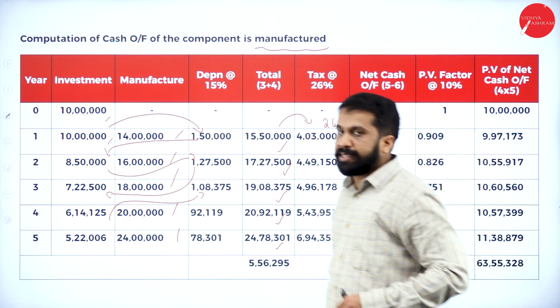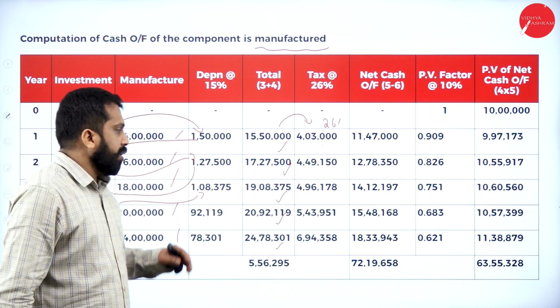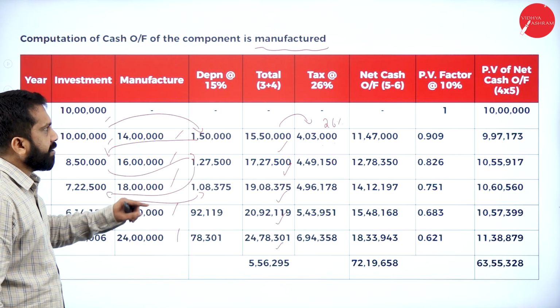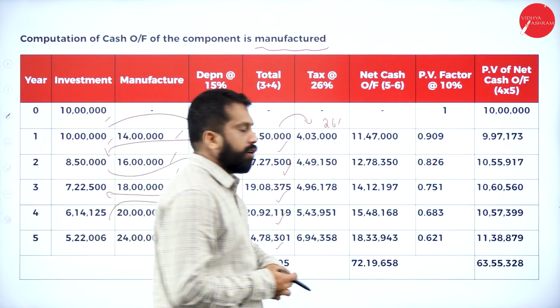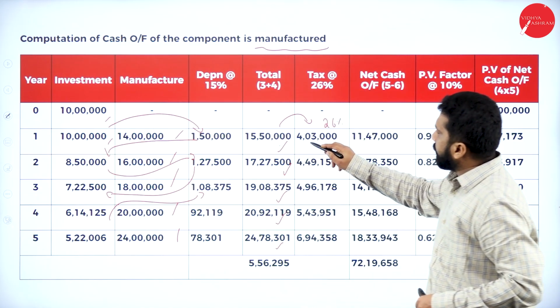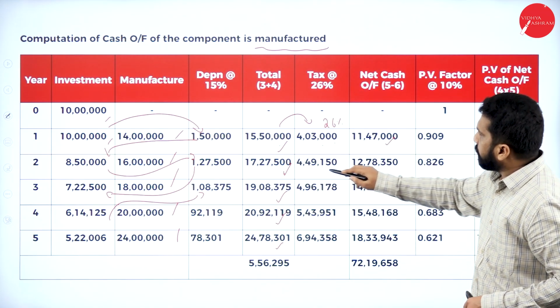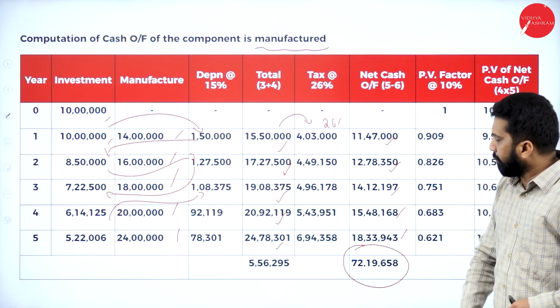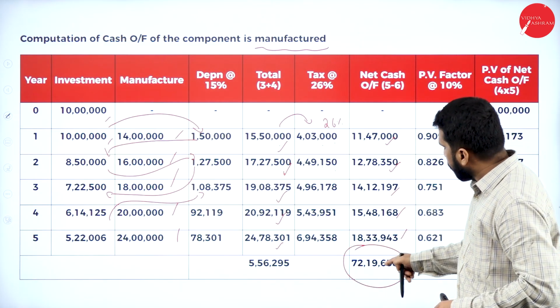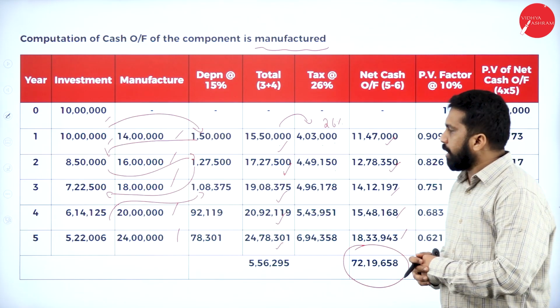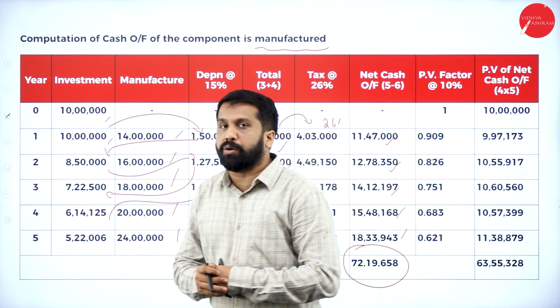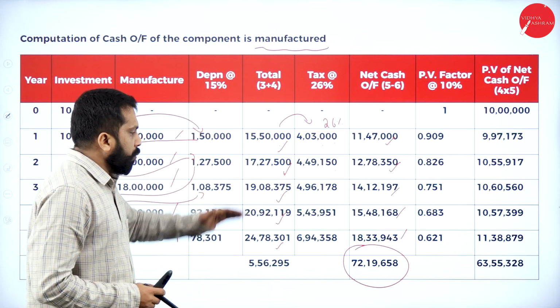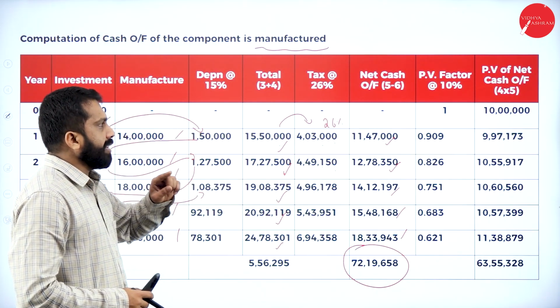Now, once you're done with your tax calculations, what is your net cash outflow? 15 lakh minus 4 lakh, 11. This minus this is your answer. So, total answer is 72 lakh 19,658. Up to this, any doubt? No doubt. So, once you're done with this, go to the last column.